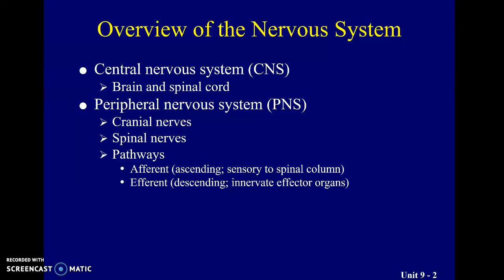So we have pathways here that are ascending pathways. Ascending means going toward the central nervous system, so ultimately these are sensory things going to, for example, the spinal column. And efferent, which means away from, these are descending, that are going to innervate effector organs. What we're talking about there, smooth muscle or cardiac muscle or skeletal muscle is part of those particular structures.